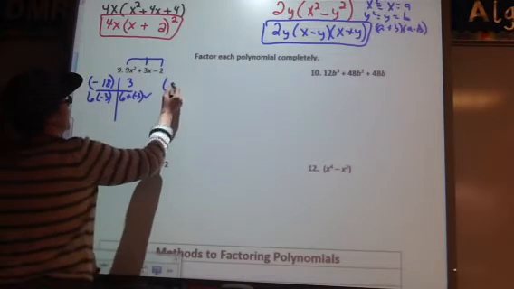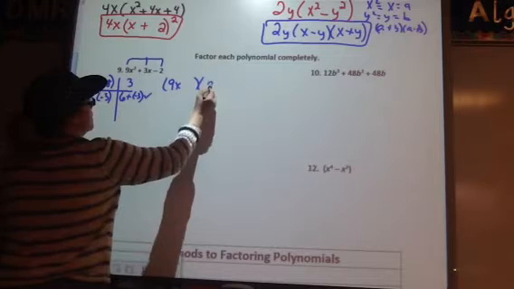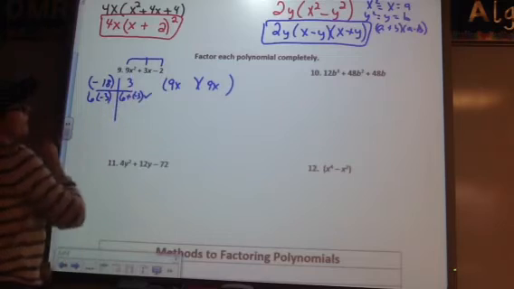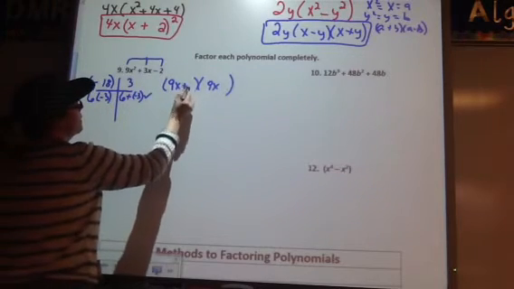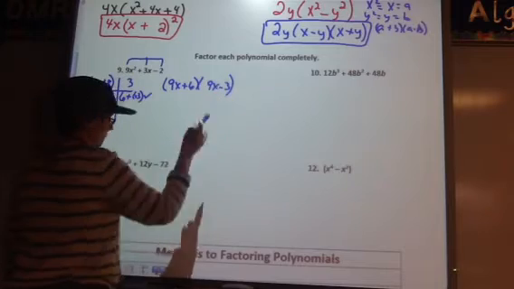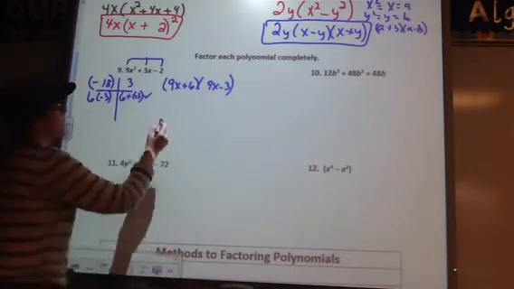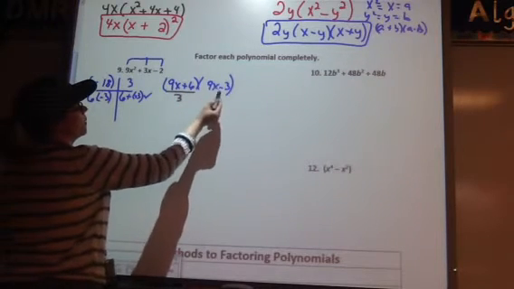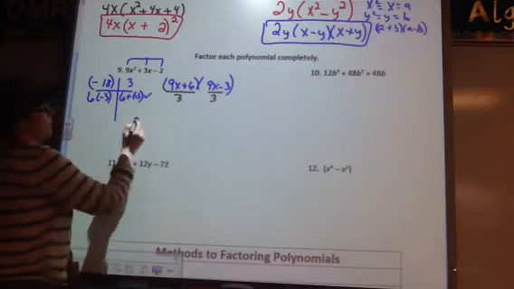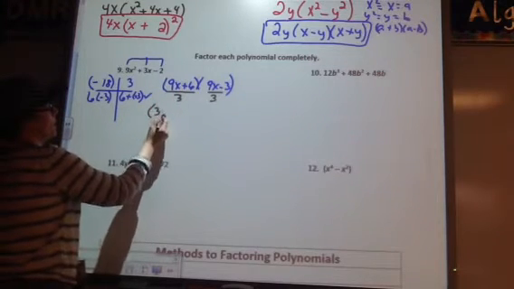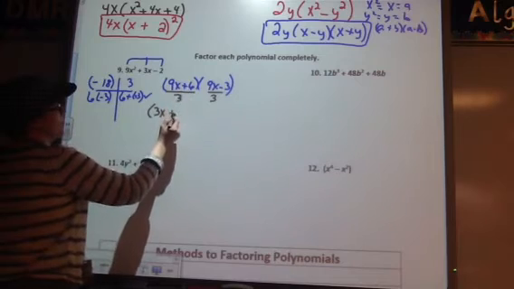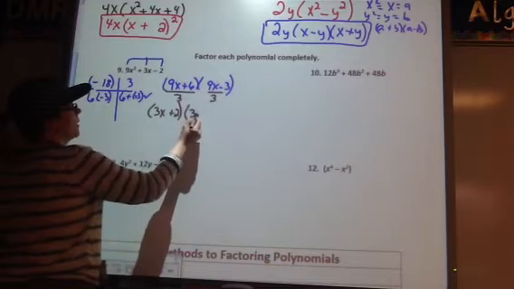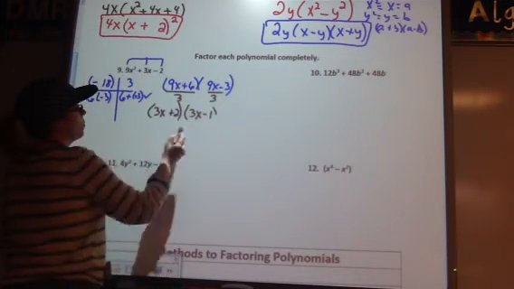All right, so I have 9x. Remember, we always put our leading coefficient, and then we break down the x squared. So I have a positive 6, and I have a negative 3. Now, can I simplify this binomial? I can divide them both by 3. Can I simplify this binomial? I can divide them both by 3. So, 9 divided by 3 is 3. 6 divided by 3 is 2. 9 divided by 3 is 3. 3 divided by 3 is 1.